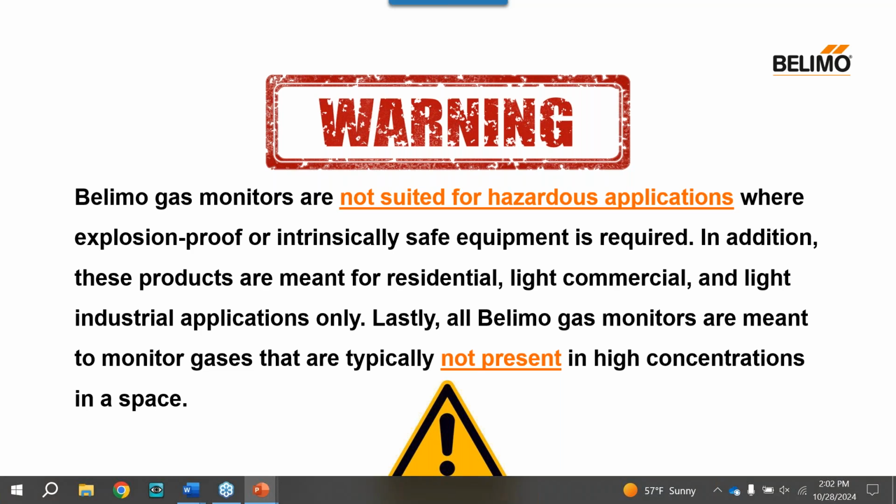Okay, so before we go over the different gas monitors that Belimo has to offer, it's important to note that Belimo gas monitors are not suited for hazardous applications where explosion-proof enclosures and relays are required. So these products are not explosion-proof. They're meant to be used in residential, light commercial, and light industrial applications. And in addition, they're meant to detect harmful gases that under normal conditions are not constantly present in high concentrations. So that last sentence, what does it mean?